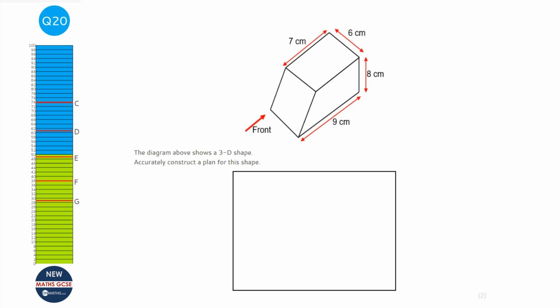So let's have a think. What does plan mean? Plan means view from the top. So what of this shape are we going to see from the top? Well, we're definitely going to see this one. But we'll also see this one as well.